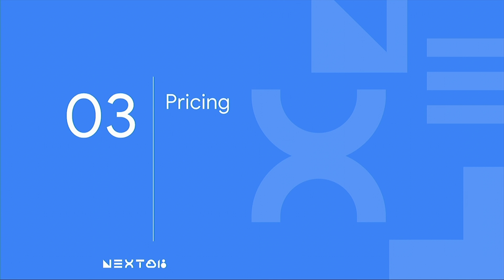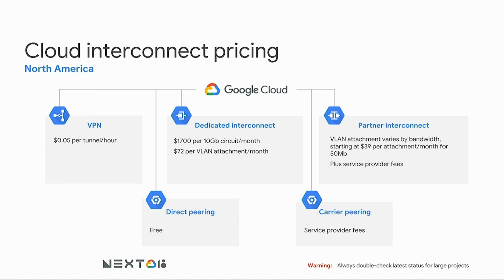So finally, let's talk a little bit about how much all of this stuff costs. For VPN, we charge 5 cents per tunnel hour. That works out to, I believe, $32 a month for a VPN tunnel. With dedicated interconnect, it's $1,700 for a 10 gig circuit per month. And for every VLAN that you put on that 10 gig circuit, it's a charge of $72. If you're thinking about redundancy, 3 nines would mean 2 connections, so $3,400 a month. And then, of course, with 4 nines of redundancy, you're doubling that again for $6,800 a month.